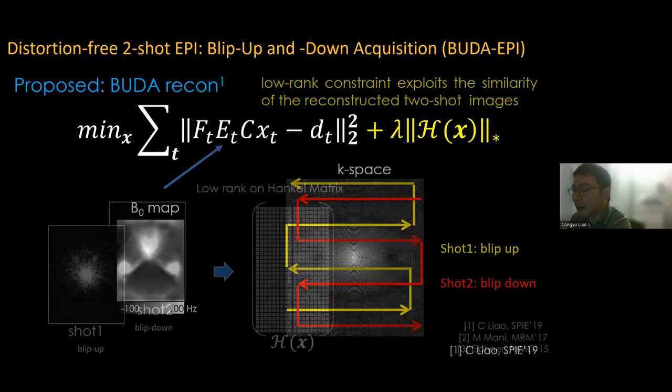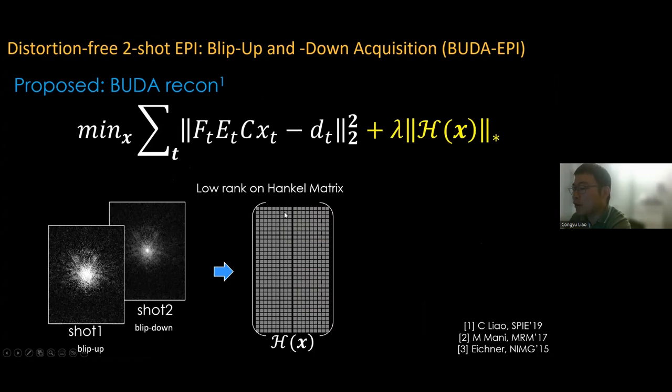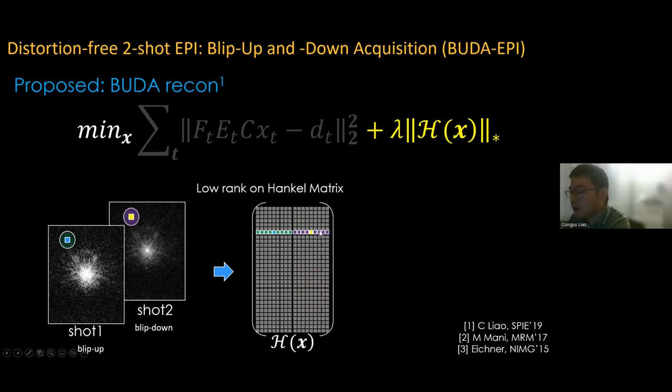Okay, so let's look at BUDA reconstruction in more detail. We have the data consistency term for each shot. On top of this, we are applying this low rank prior on the Hankel matrix. We go to the k-space of each shot. We look at the local neighborhood. We write down one row of the data. We do the same thing for the second shot and slide them around to build the Hankel matrix. And then we apply the low rank prior on this big matrix.